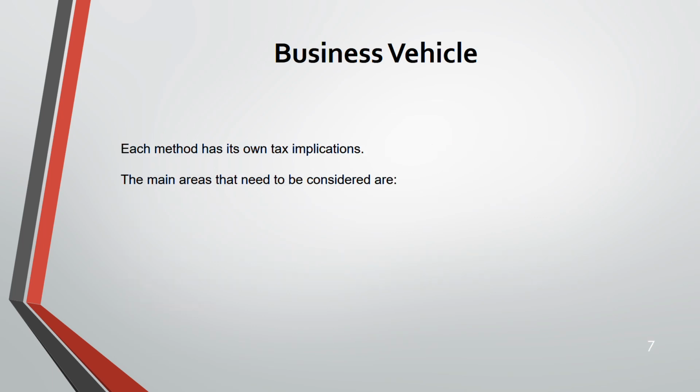Now remember, why are we going through this business vehicle? Because each method has its own tax implications. So these are the main areas that you need to consider. What amounts does the individual pay tax on? If you are an individual, a sole trader or a partnership, you will pay income tax. If you are a company, you will pay corporation tax. Now, is there a liability to NIC?